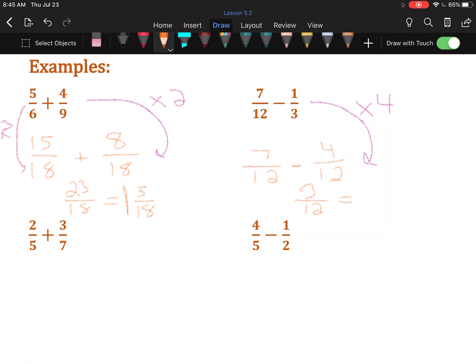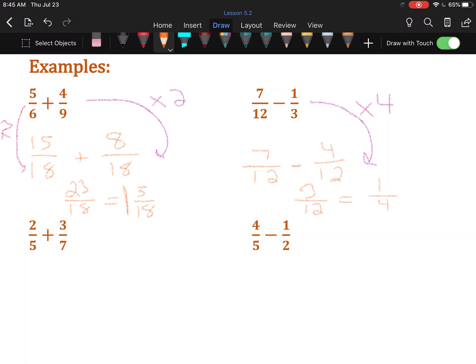3 over 12 simplifies. I can divide both of those by 3. 3 divided by 3 is 1. 12 divided by 3 is 4. The answer is 1/4. Our next problem has 2/5 and 3/7. So 5 doesn't go into 7, or 14, or 21, or 28. The common denominator here is 5 times 7.